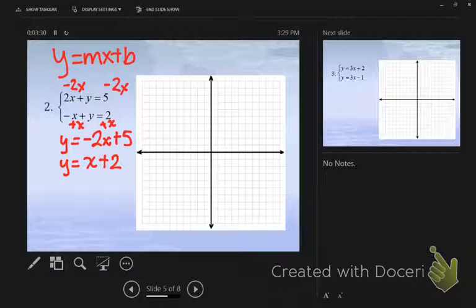And we graph them just like before. So we go up to positive 5 for our y-intercept of 5 and put a point. Negative 2, we treat our slope as negative 2 over 1. So we go down 2 to the right 1. We do that to get more and more points. Or we can go up 2 to the left 1.